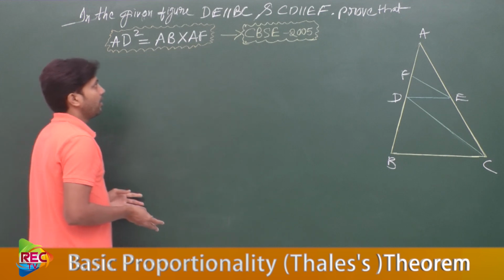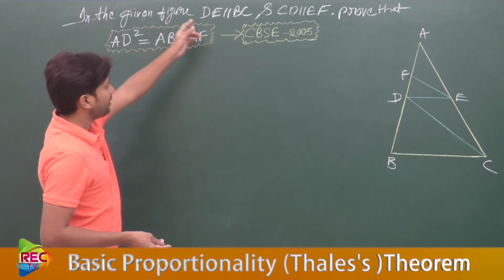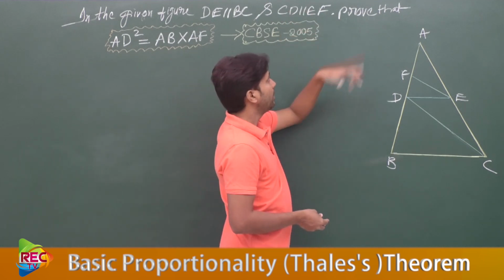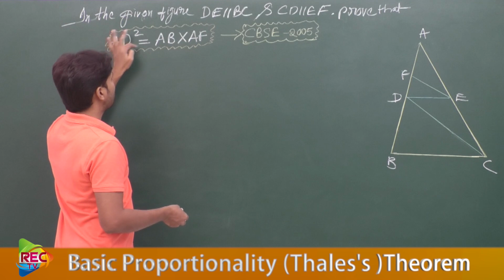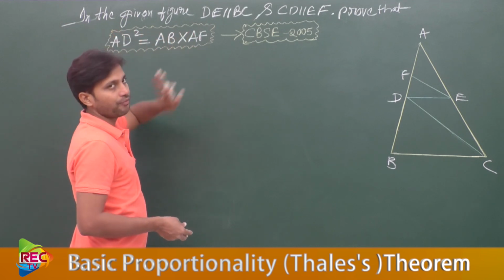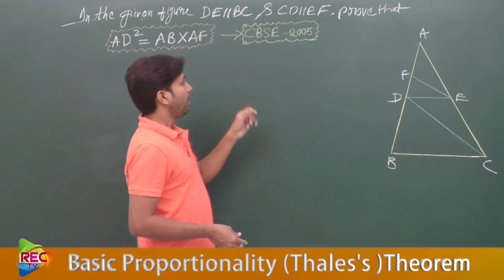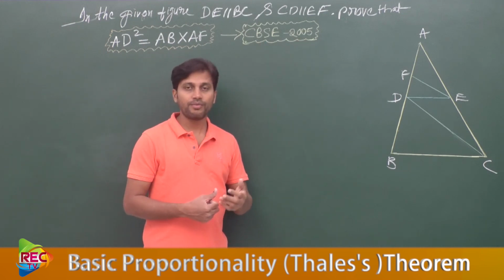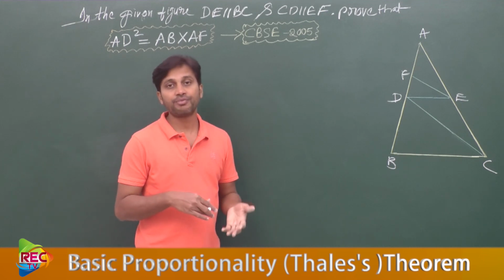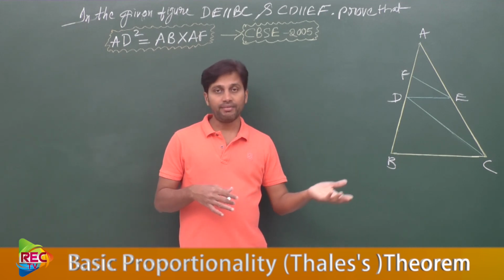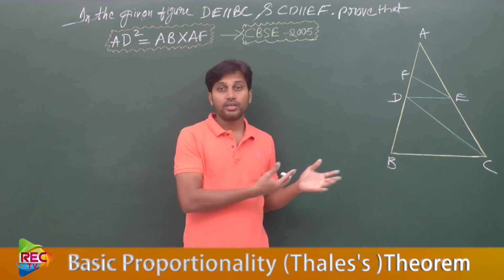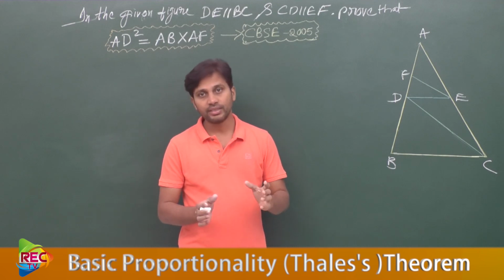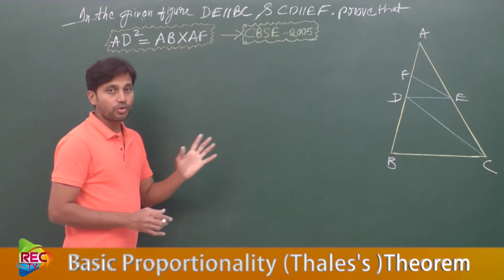Just see, here in the given figure, DE parallel to BC and CD parallel to EF. Prove that AD square equal to AB into AF. We need to show this. And remember, this is a question of CBSE 2005. So this is also an application which is given in 2005, which is an application of what? Basic proportionality theorem, Thales theorem, right? So anyways, let us focus on it.